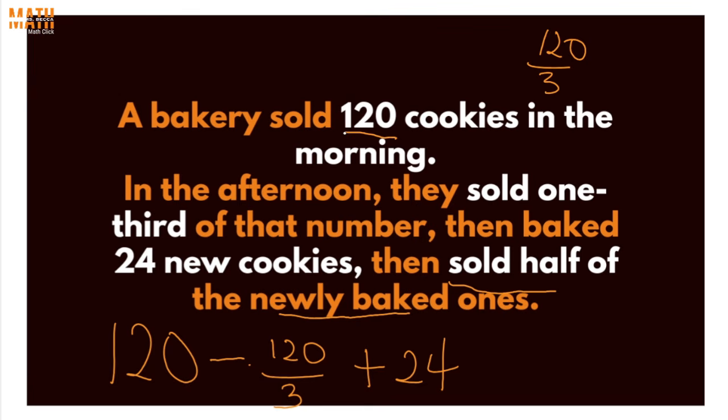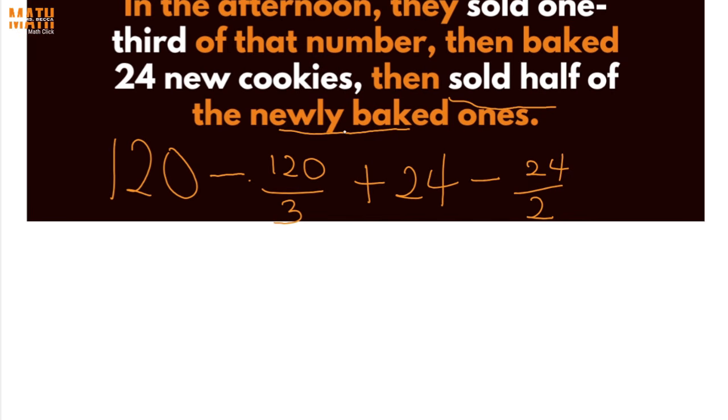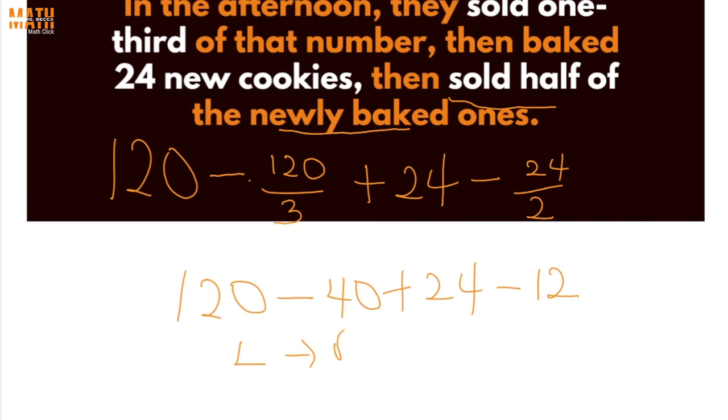So that means they sold means minus, because it will reduce half of the newly baked ones. That is 24 over 2. That is half of 24. They sold half of 24 rather. So now we can solve further. So this becomes 120 minus 1/3 of 120 becomes 40, then plus 24, and then minus 24 over 2, that gives 12. Then we solve from left to right.